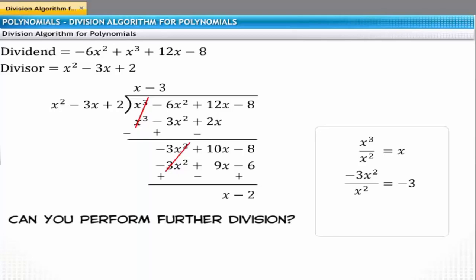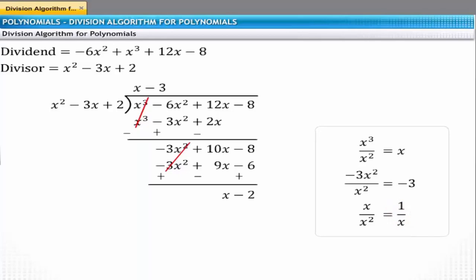Can you perform further division? Let's see. In order to get the third term of the quotient, we divide the first term, x of the new dividend, by the first term of the divisor, x squared. On division, we get 1 divided by x, which is not a polynomial. Thus, this cannot be the third term of the quotient. Therefore, further division is not possible.